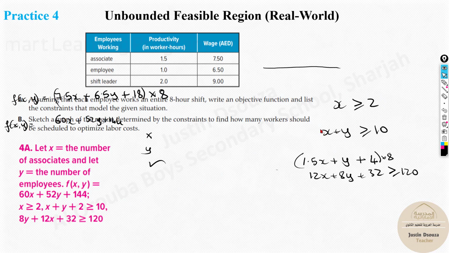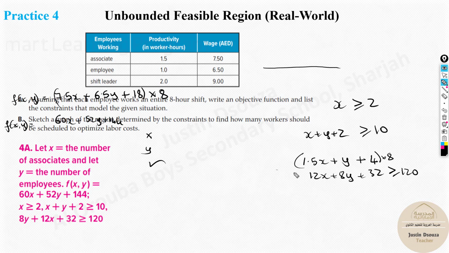Now this is one important thing. I will not edit this from the video. I'll just keep it over here so that everyone won't do the mistake that I did over here. So what happened is X plus Y, I told the workers must be greater than or equal to 10. But I forgot to include the two shift leaders, that they are already there. So X plus Y plus two shift leaders are already there, right? That must be greater than or equal to 10.